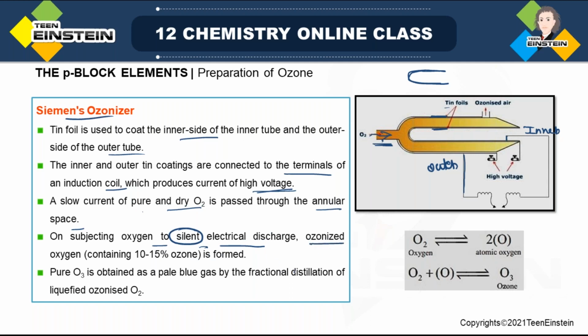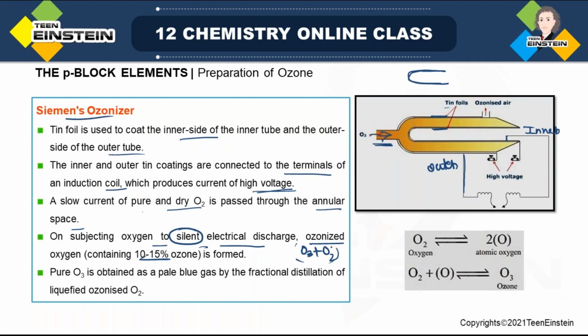We are getting ozonized oxygen. Now what is ozonized oxygen? It is nothing but a mixture of O3 and O2. But the amount of O3 is 10 to 15%. That means from O2 you will get O3, but its conversion is very poor because mostly it will try to remain on the oxygen side, because oxygen is more stable.